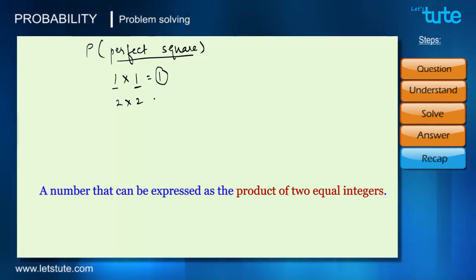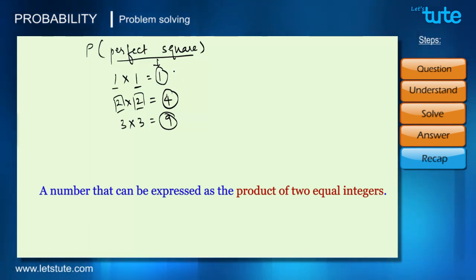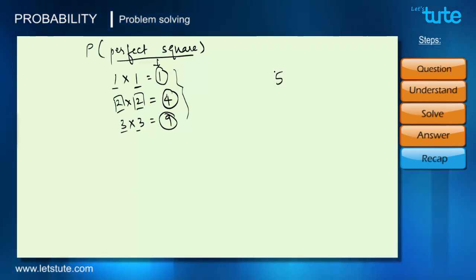Similarly, 2 multiplied by 2 will give us 4, which is a perfect square as we are multiplying 2 equal integers. 3 multiplied by 3 will give us 9. So 9 is a perfect square. So these are called perfect squares when we multiply 2 equal integers. So now we have to find the probability that we draw a card between 5 to 50, and that card that we draw is actually a perfect square.